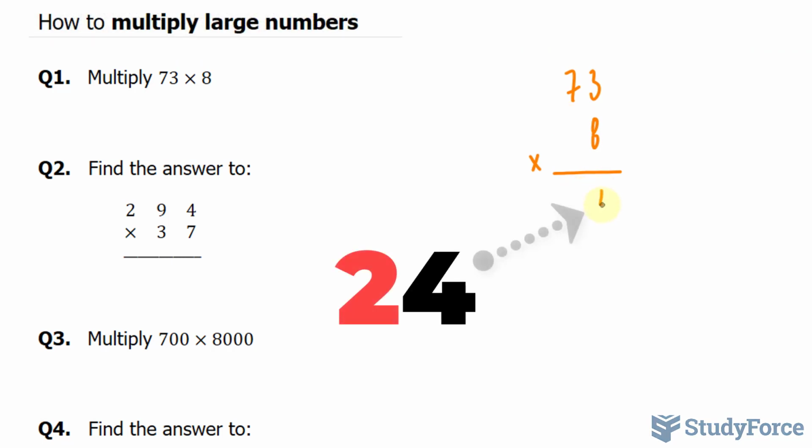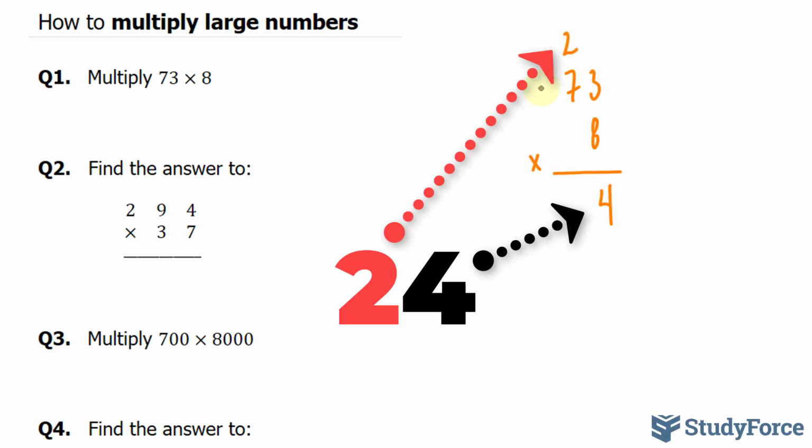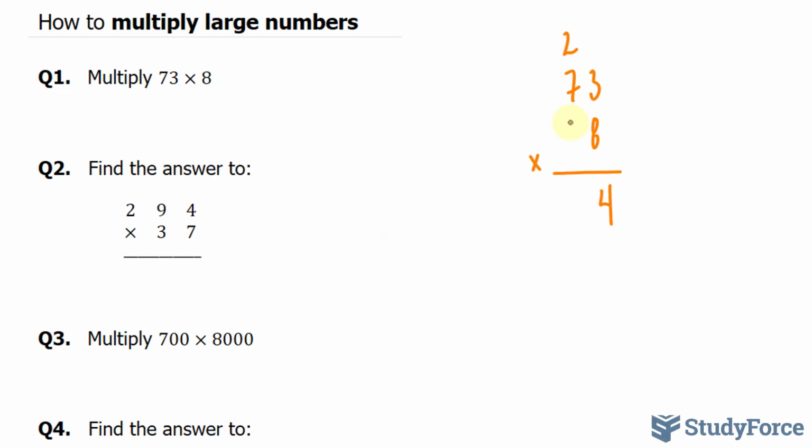We write down 4 underneath, and given that 24 is double digits, you take the second digit, the 2, and place it on top of the 7. This 2 will serve as a reminder of what we do after we multiply 8 times 7. 8 times 7 is 56. So we take 56 and we add 2 to 56. That gives us 58. So our final answer is 584.